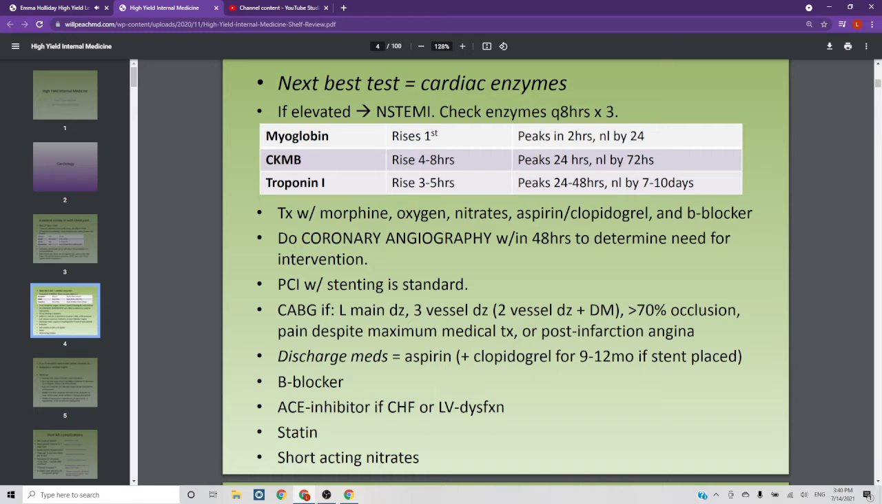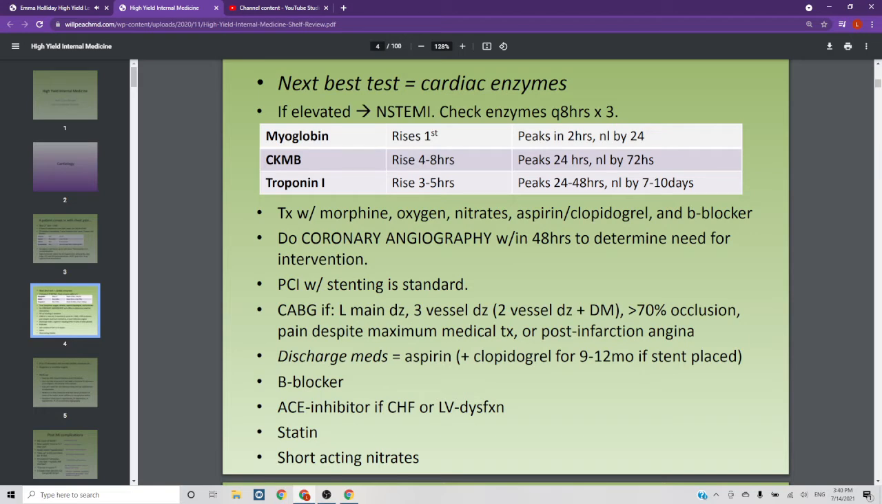And if the first set is normal, are we done? Go home? Hit the happy hour? No. Yeah, so we need at least 3 sets, right? Q8 is typically how it's done at most hospitals. And why is that? Why do we check more than 1 set? This is back to step 1. Yeah, so most of them won't all be increased if you catch it early enough. So they have different rates of rise depending on the different cardiac enzymes. So we check every 6 to 8 hours to detect a trend.